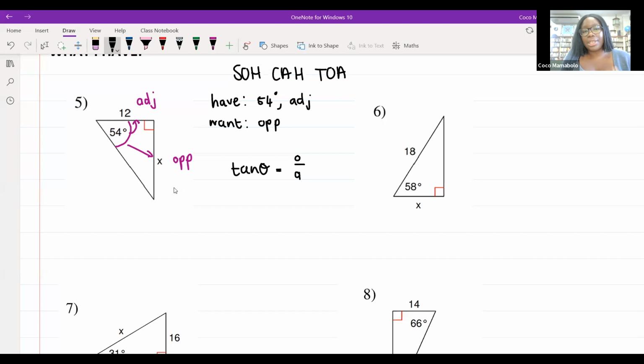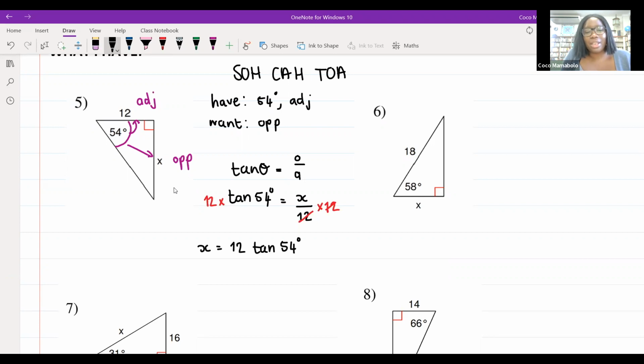Do I know my angle theta? Yes, my angle theta is 54 degrees. So tan of 54 degrees is equal to x, my opposite side, divided by my adjacent side, which is 12. Now I need to get rid of divided by 12, so I'm going to multiply by 12 on both sides. The 12s are going to cancel, and x is going to equal 12 times tan of 54 degrees.